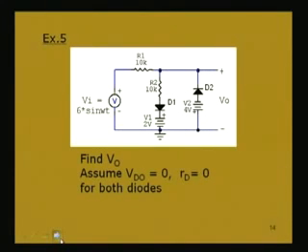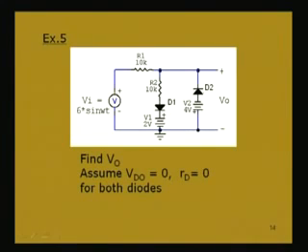Now, let us take one more example of a clipper circuit. Here in this circuit we have to find V naught and we have to assume that the diodes D1 and D2 are ideal. So, as D1 and D2 are ideal, this drop is 0 here, this drop is also 0 here, and the resistances are ignored, that means they are 0 for both the diodes.